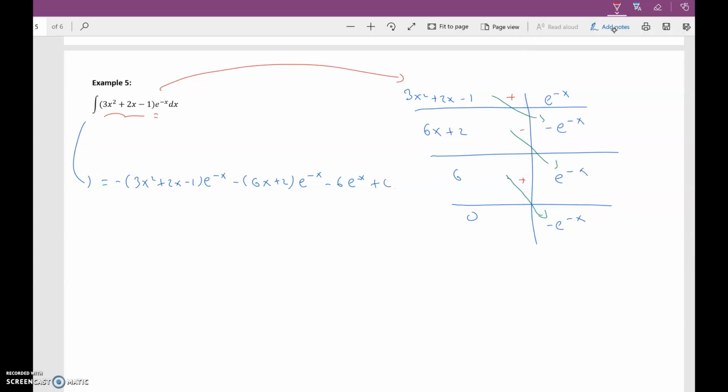Let me check the signs, but that would be it for this one. I'm just going to write it in that form since technically we don't need to multiply or distribute. It'll just make a bigger mess. So plus, but then there's a negative, and then minus. Yep, that's it.